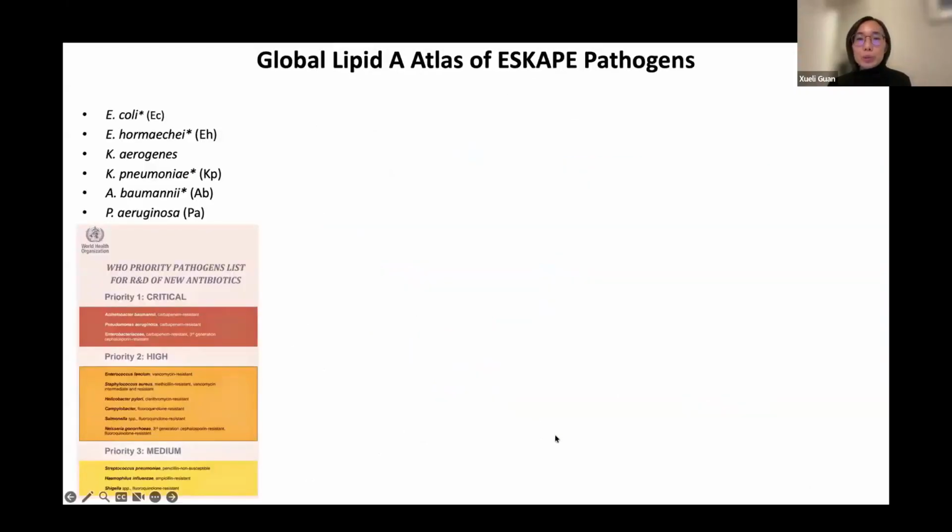So we applied LipidAder to probe the landscape of lipid A in this group of pathogens known as ESCAPE, and they are highly relevant because they are pathogenic, and WHO has categorized them as priority pathogens because of the emergence of resistance. The gram-negative members of ESCAPE include Enterobacter, Klebsiella pneumoniae, Acinetobacter baumannii, and Pseudomonas aeruginosa. In addition, we also put in a relative of Klebsiella pneumoniae, K. aerogenes. And E. coli always remains our reference model.